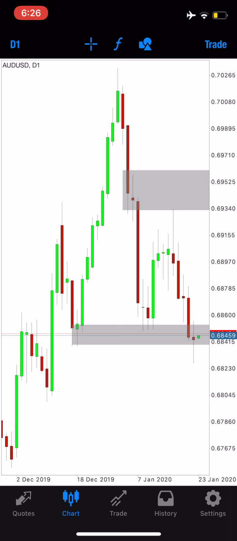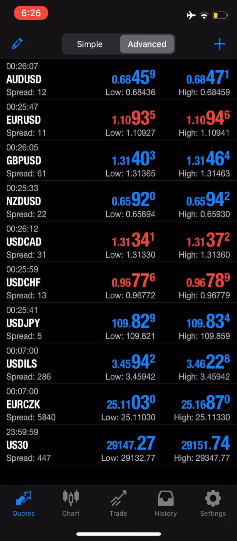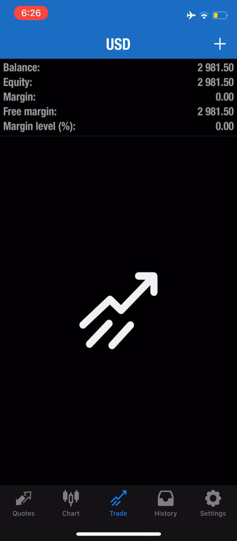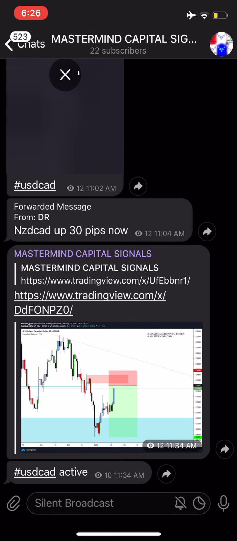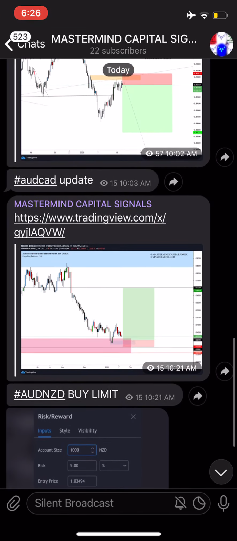So let's see if there's anything I'm missing. So I mean, these are the currency pairs that we have here right now. You can add more: Australian dollar, Euro dollar, pound dollar, New Zealand dollar, USD CAD, right? So for example, let's say you're in the signal room and I send out a signal and I say buy this here, right? You go to your Telegram, right? And okay, here we have a signal, right?